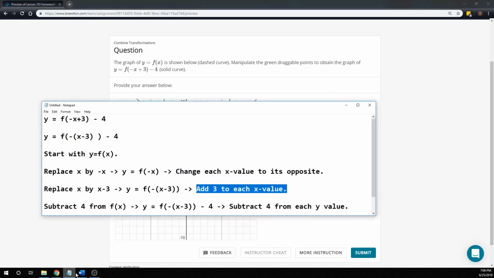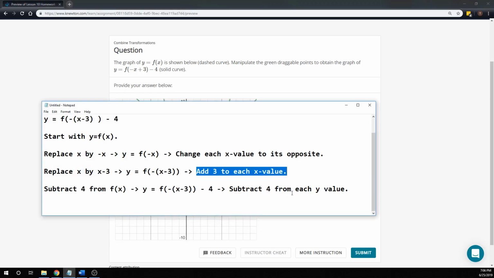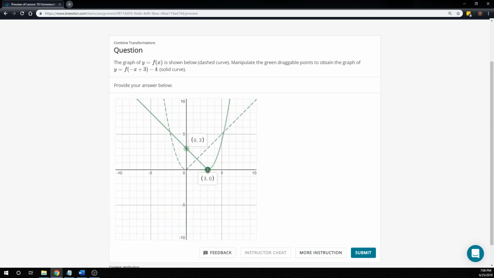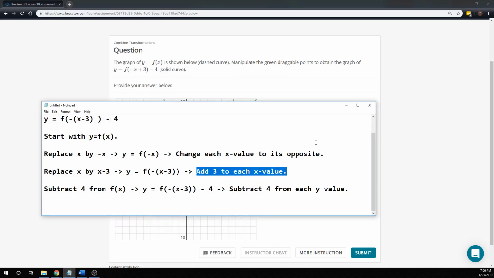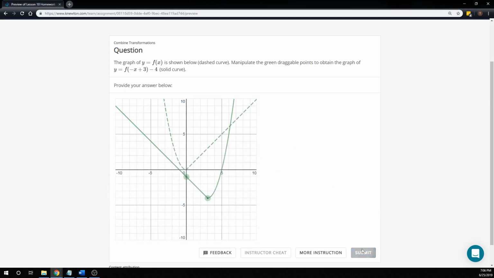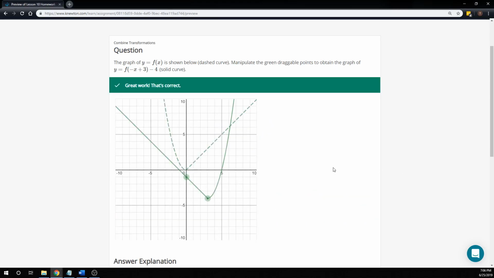Okay, next up. Subtract 4 from each y value. Okay, so I would go to this point right here. It has 0 as a y value, so I would go down 4 units. 1, 2, 3, 4. Again, we see that the other point was dragged down 4 units also, so that's exactly where it would have to be. Okay. All right, and so I've gone through my list and everything. And so when I click submit, that should be good. All right, and that's it on this particular one.